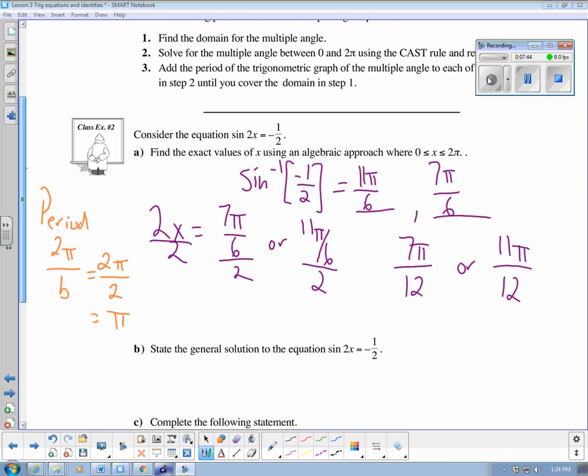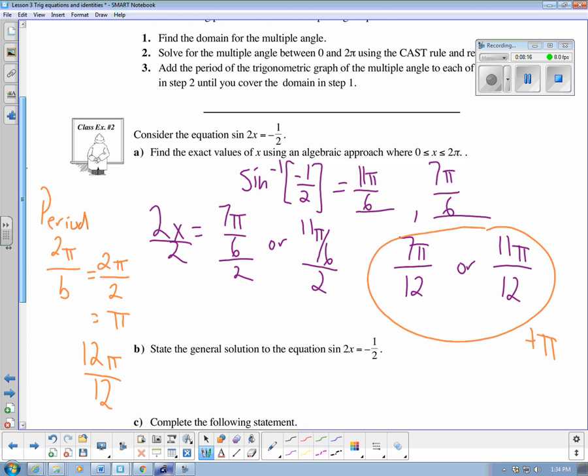I expect that there are 4 different answers to this equation. That sine 2x will be negative a half 4 times between 0 and 2 pi. I found my original answers. These are my original x's. And now to these original x's, I'm going to add pi. Now it would make sense if I would express pi as a fraction of 12. Pi as a fraction of 12 is 12 pi over 12. So I'm going to add 12 pi over 12 to these current values.